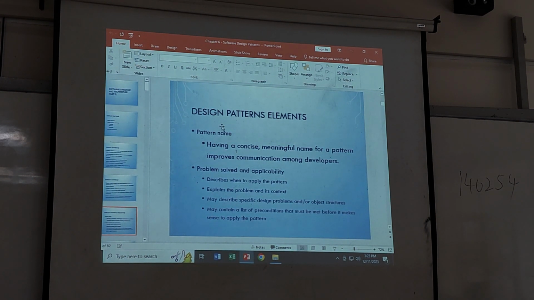Problem and applicability is that this pattern is intended for what kind of problem, and what is the situation that is applicable to this problem. It also contains a list of preconditions before you apply. When you check and apply this design pattern, you check whether the design pattern description lists any preconditions. Understand?